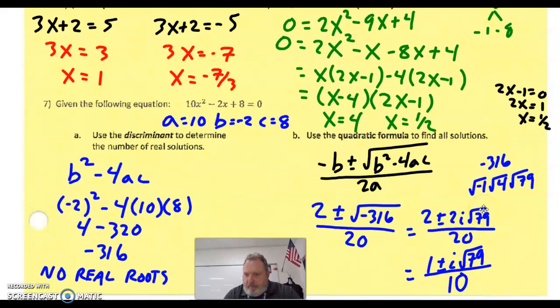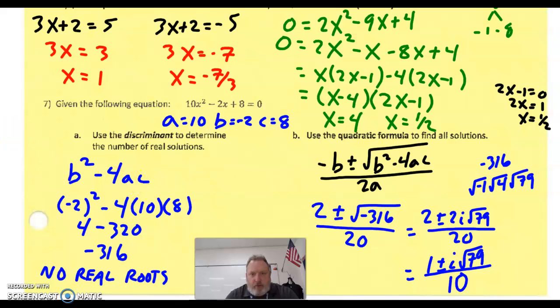But so that's how we broke that down. So 316 was 4 times 79. Square root of 4 is 2. Square root of negative 1 was i. And then I could divide 2 out of these 3 numbers. So you may want to park on this one just for a minute to see the simplification.